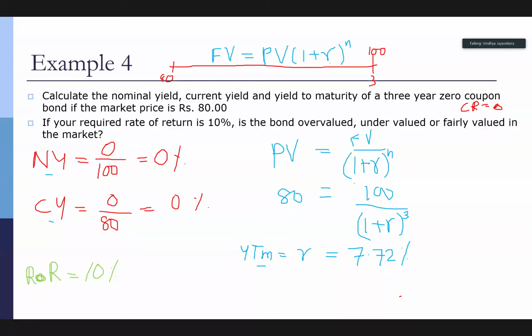Or if you think of it the other way around, for a return of 10%, there is a certain price you're willing to pay. For a return of 7.72, the price you have to pay is higher than the price that you're willing to pay. So 80 rupees is higher than the maximum price you're willing to pay, which is why it is overvalued.